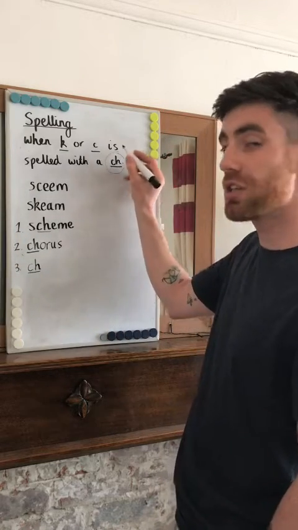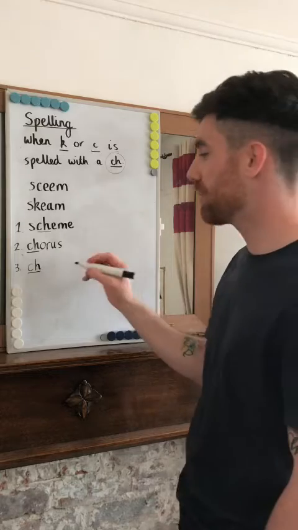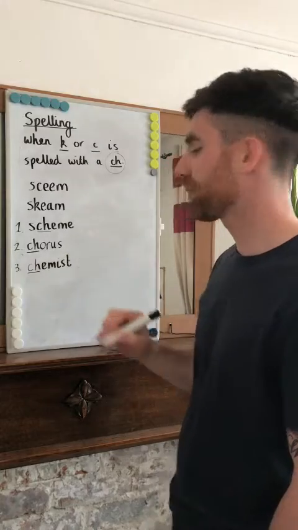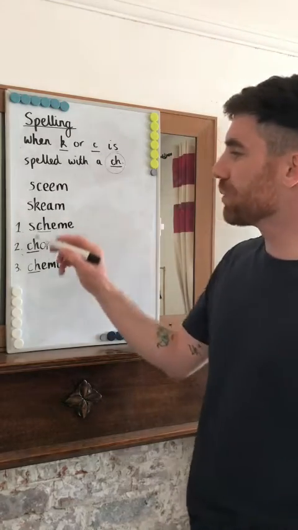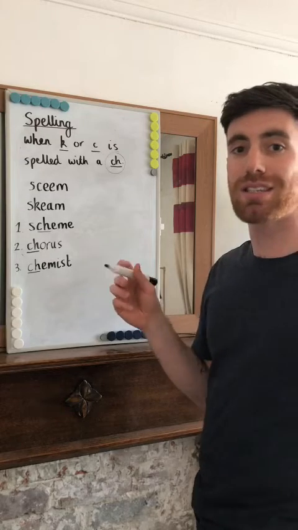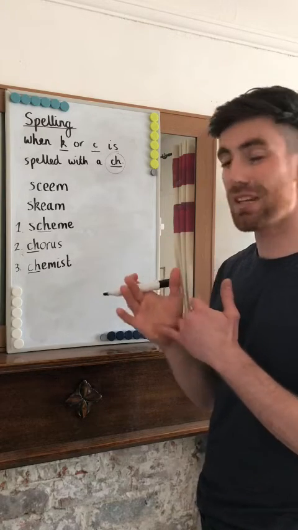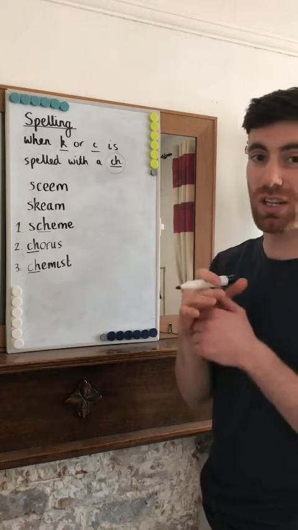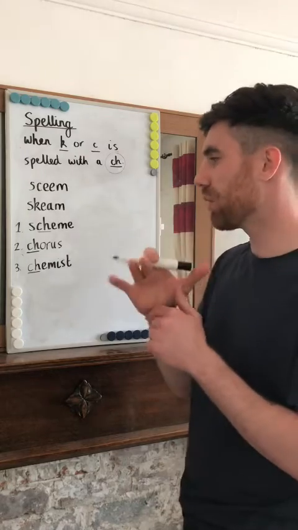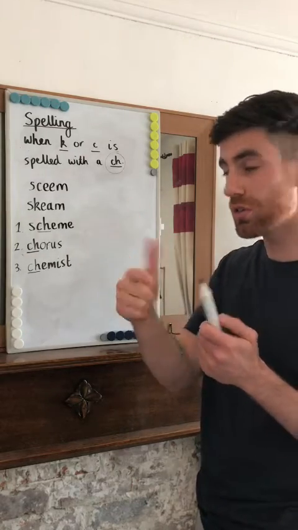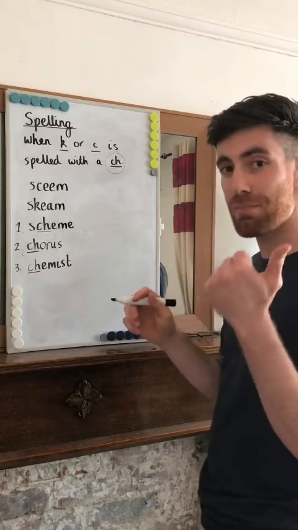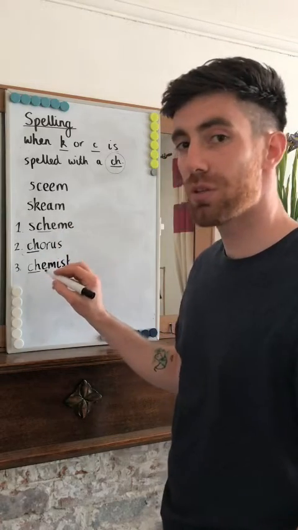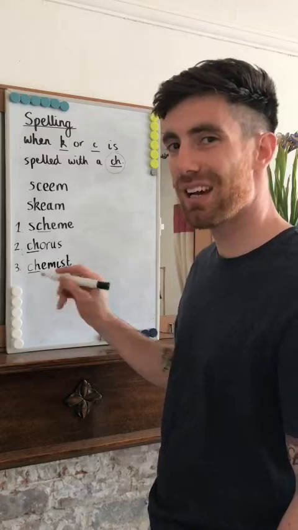Again, it's not a ch sound, it's a k sound. Chemist. While you're doing these spellings as well, think about the syllables and the sounds in the words. So scheme, that's kind of all one. You could argue that it's two, but I would say that's one. Chorus. This one, number three, chemist. Doing syllables while you're doing your spellings makes it a bit easier if you break the word up.